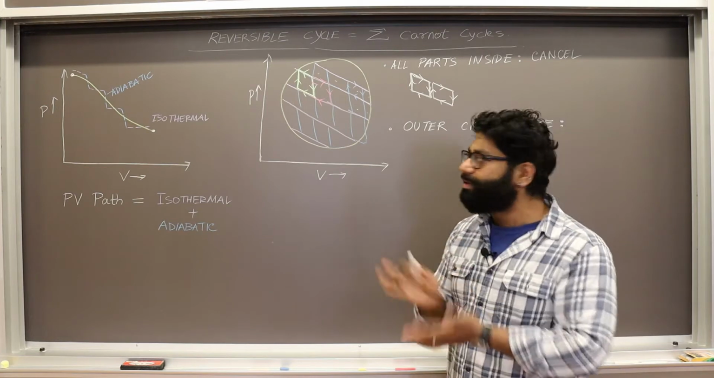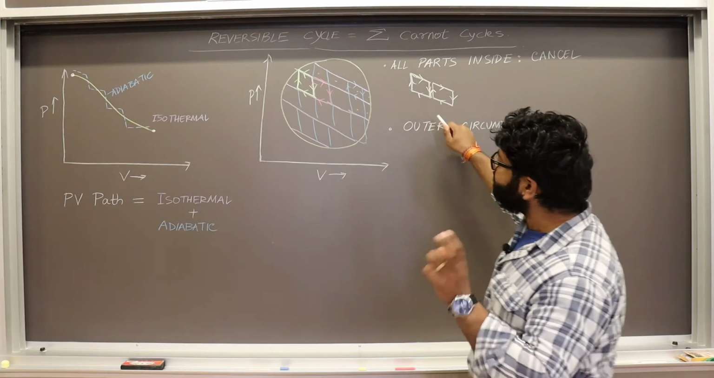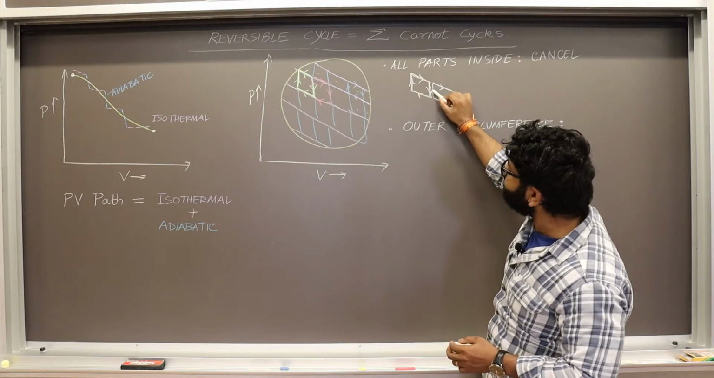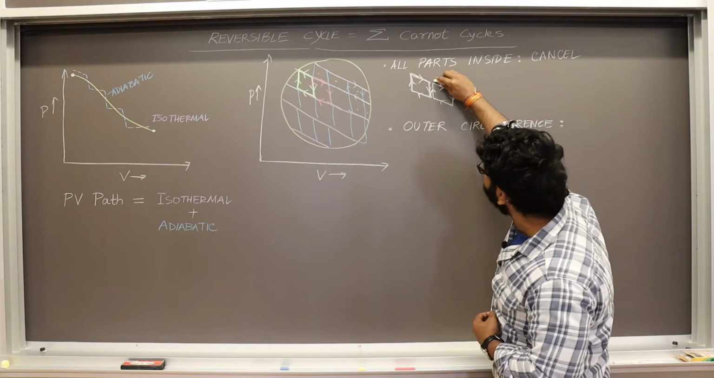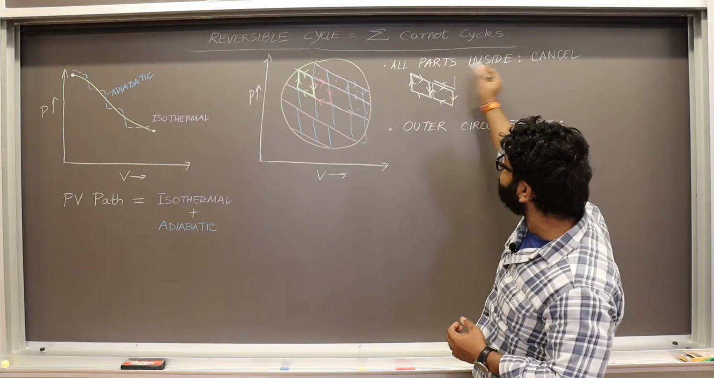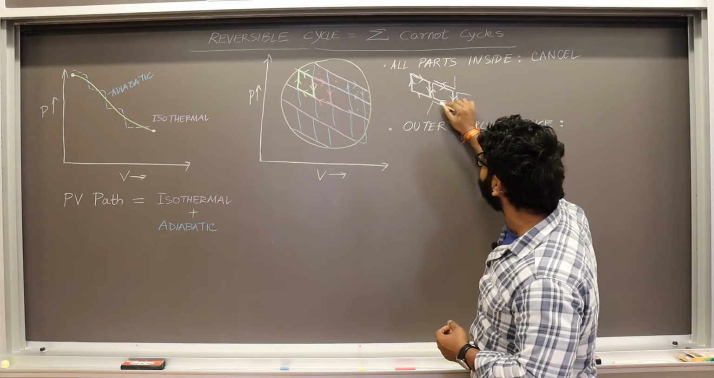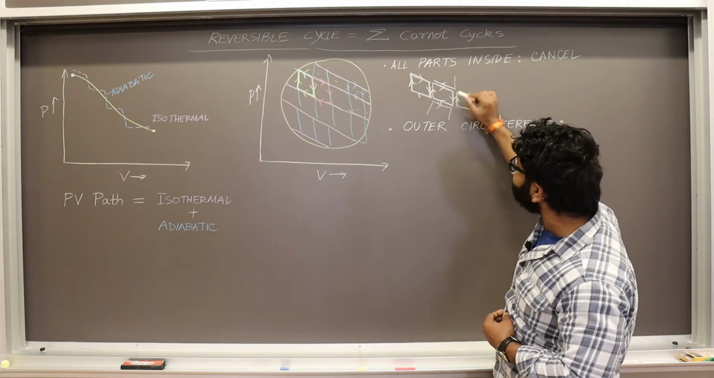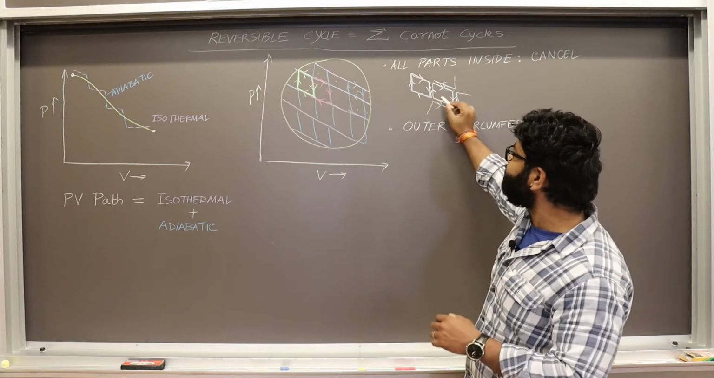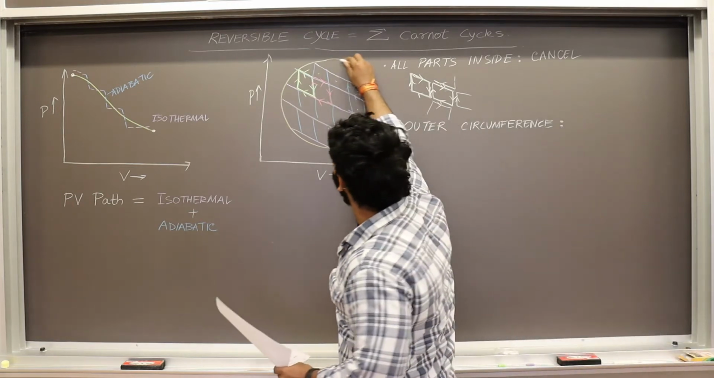To visualize how all the parts inside are cancelling out, it can be understood if we look at one of these pairs. This is a Carnot cycle, this is a Carnot cycle. You see the steps that are adjacent to each other are getting cancelled out. A similar thing will happen here, again the steps adjacent to each other will be cancelling out, and here again. So all these small PV paths that are inside are getting cancelled out. What remains is the outer circumference. What actually remains is just this yellow curve.